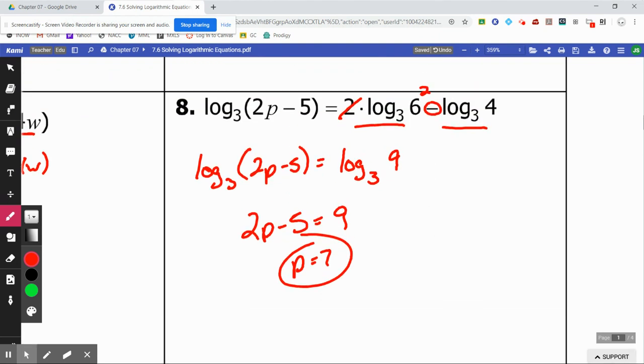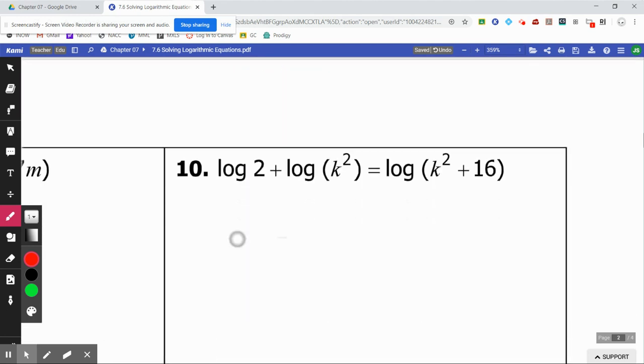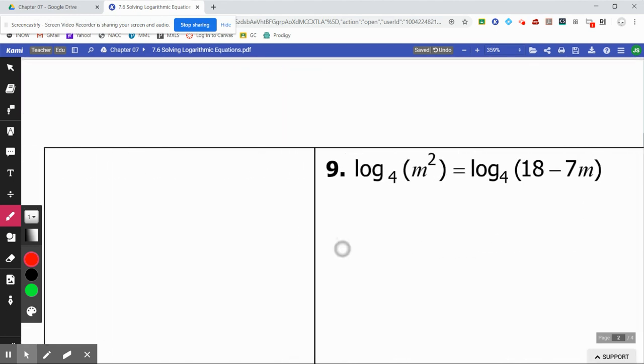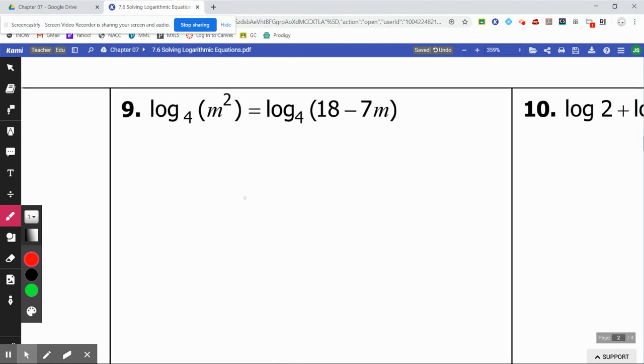Go back and make sure plugging in 7 will not give you any restricted x values, or in this case p values, and it gives you a 9, so you are perfectly okay. Okay, next up, now we're dealing with more of the same. Log base 4's are equal, so therefore you have m squared, you can get rid of them, is equal to 18 minus 7m.